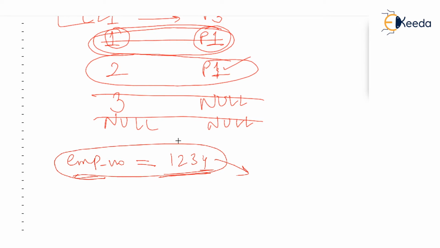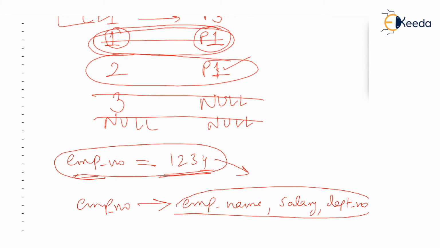So, given the value of employee number, check this sentence: given the value of employee number, we can determine employee name, salary of the employee, the department in which she or he works. Everything can be determined only by using employee number. That's why it's known as primary, isn't it? This is a primary attribute. I hope you are understanding.